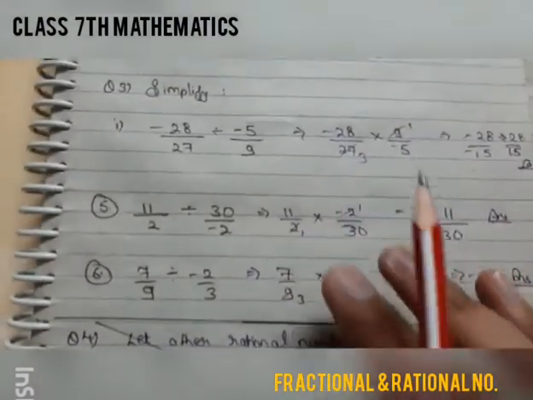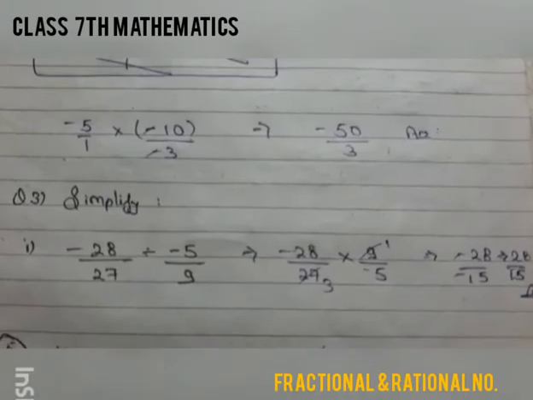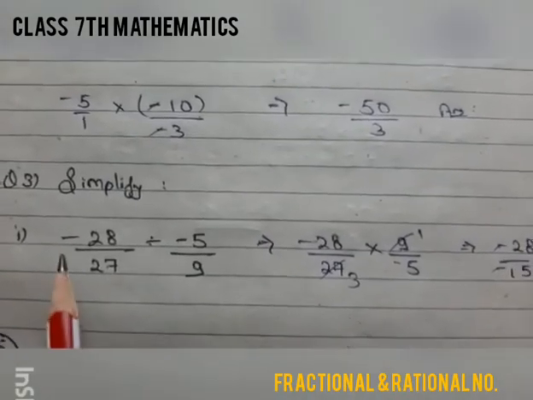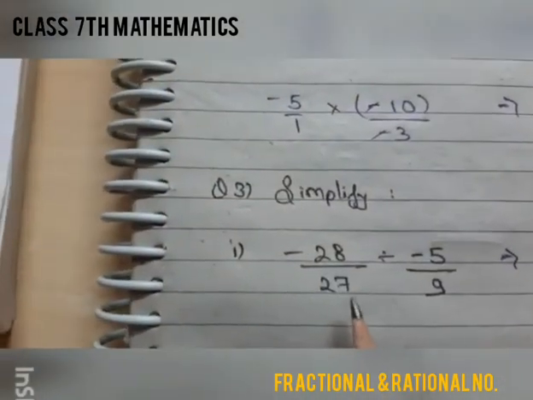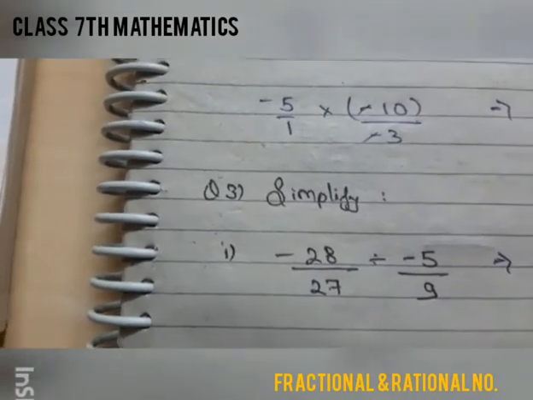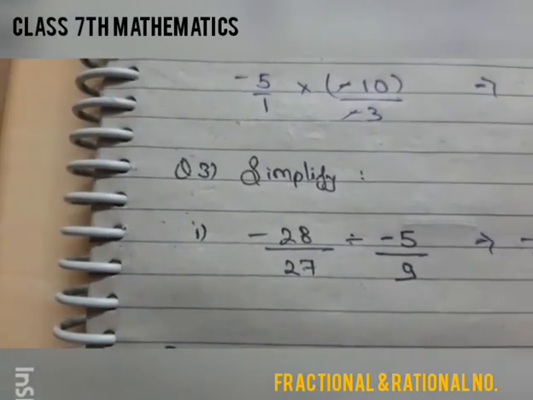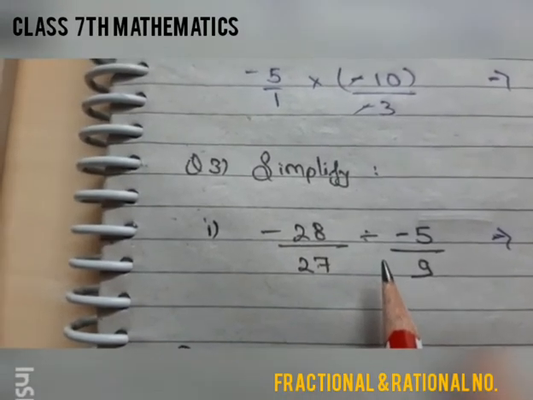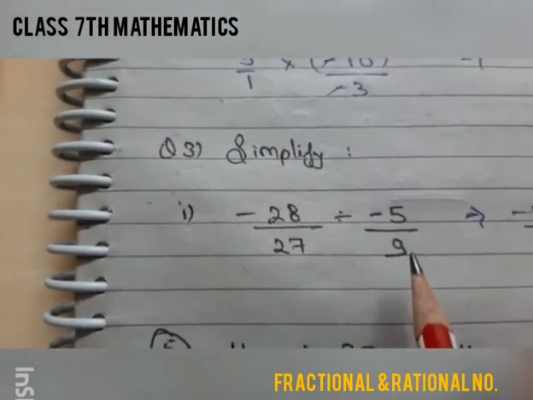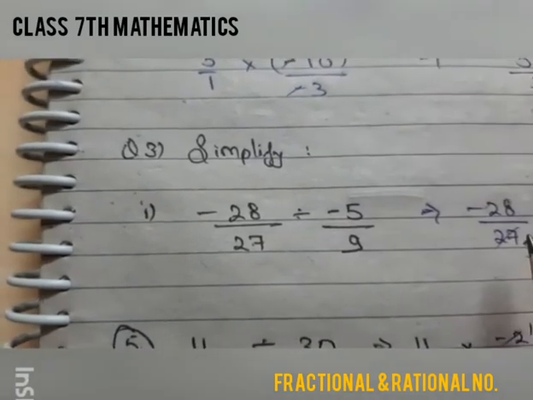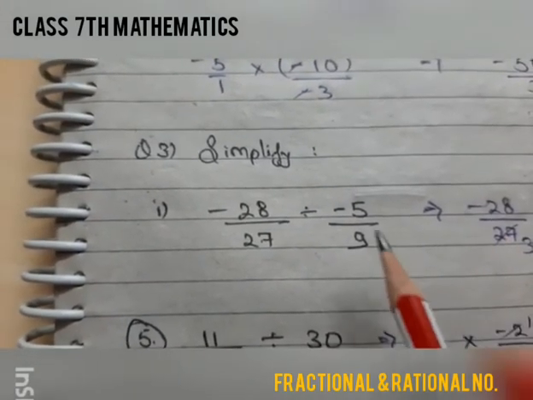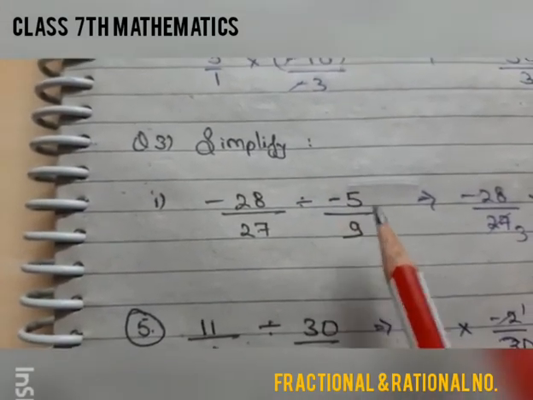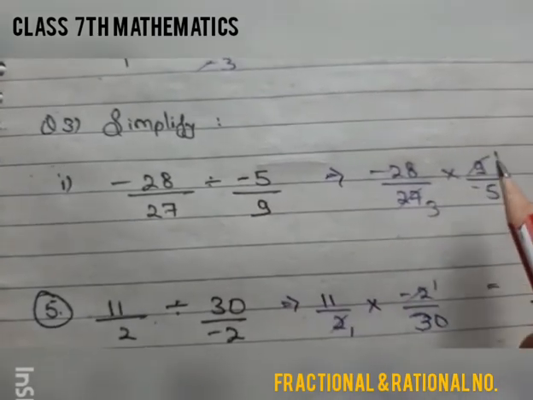Now next question, question number 3. Simplify. Again the same format: minus 28 upon 27 divided by minus 5 upon 9. Once again, how will we solve it? First number into multiplication inverse of the second number. That means minus 28 upon 27 into, what will be the reciprocal of this? 9 upon minus 5.